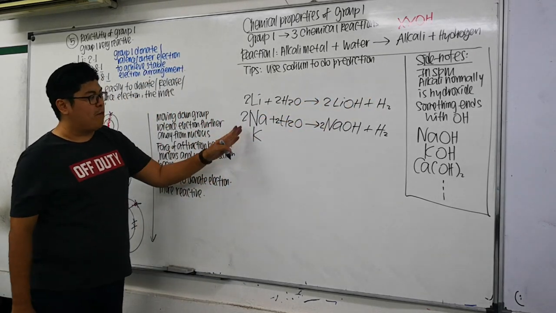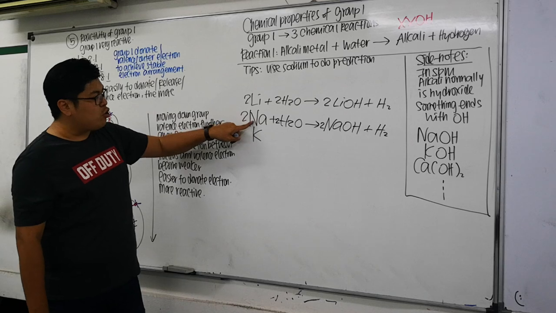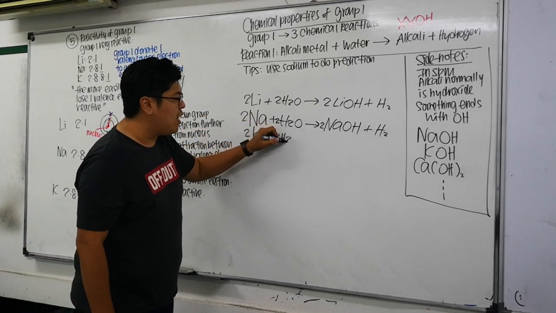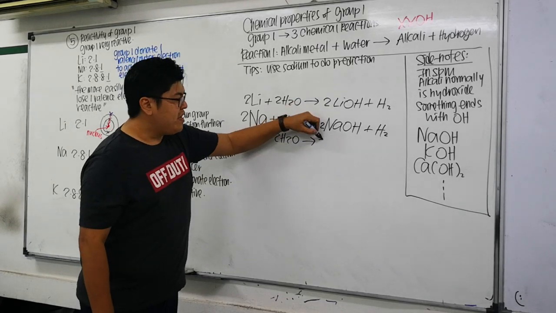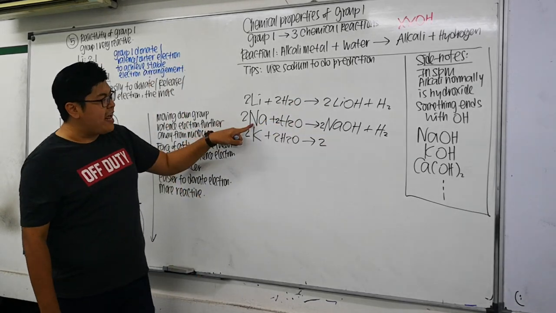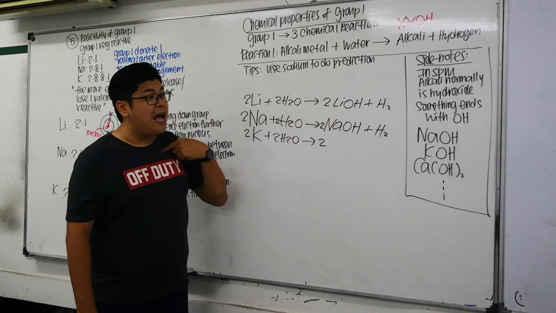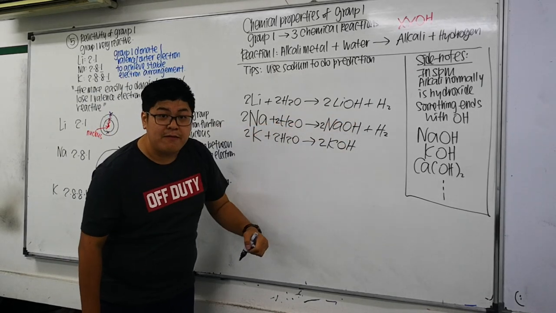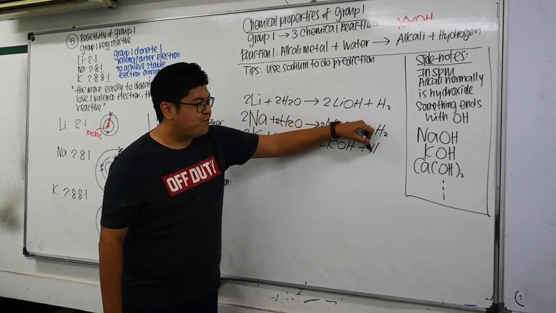Do the same thing for your potassium. The sodium is 2, potassium also 2. You have 2 water here, this is 2 water. This one is 2, this is 2. Now when I use Na here, this is NaOH. Now when I use K here, this is KOH. You see that? In the end, hydrogen.